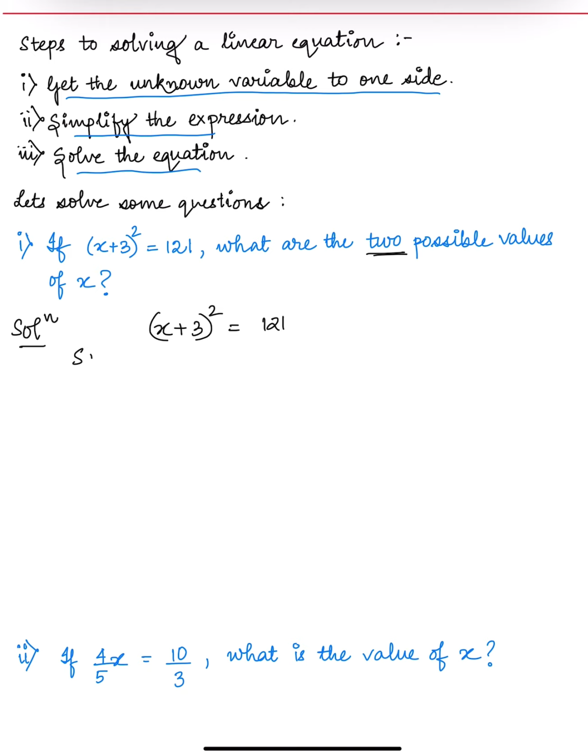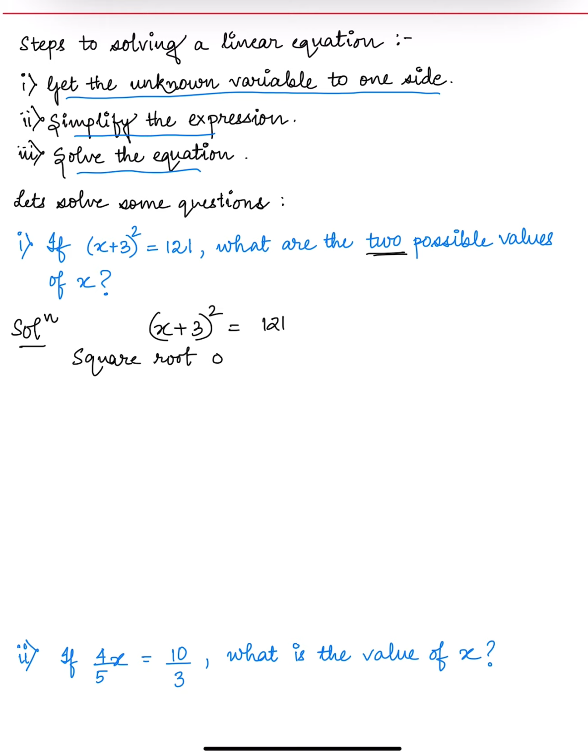We can take square root on both sides. So that gives us x plus 3 is equal to plus minus 11, because 11 into 11 is 121 and minus 11 into minus 11 is also 121, because minus into minus is plus. So there are two options.